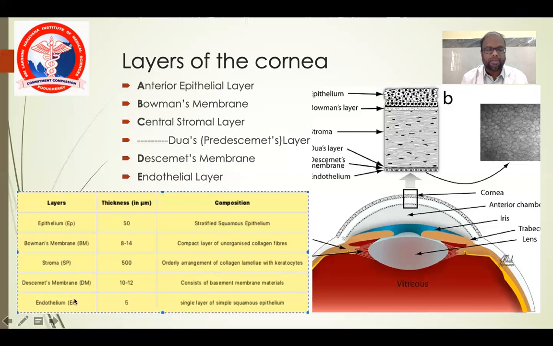The endothelium is a single layer of endothelial cells, having a thickness of 5 microns. It is made up of simple squamous epithelial cells. Highlighting the various points: the Bowman's layer is not the basement membrane of the epithelial layer, because the epithelial layer has its own basement membrane, while the Descemet's membrane forms the basement membrane of the endothelium.